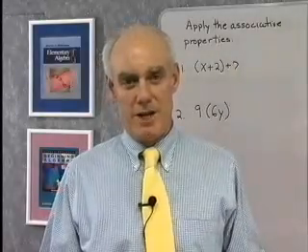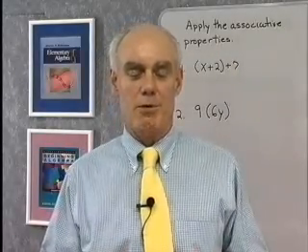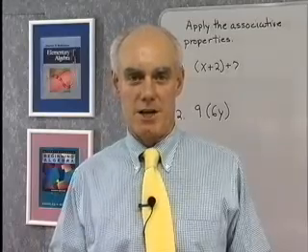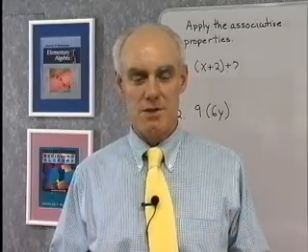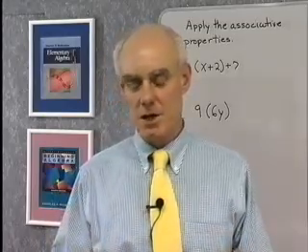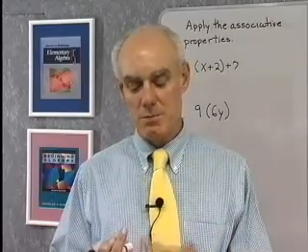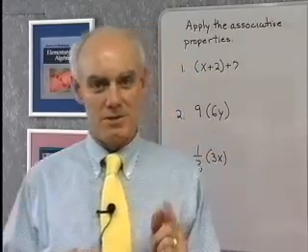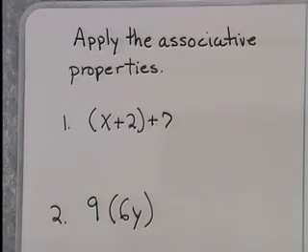We're going to take a break from add, subtract, multiply, and divide and look at the properties of positive and negative numbers. Now, these are kind of the rules of the game. These are the assumptions that we make about numbers. The important ones: associative property, commutative property, and distributive property. Here's a problem. Apply the associative properties, and I've got 3 problems written down here.